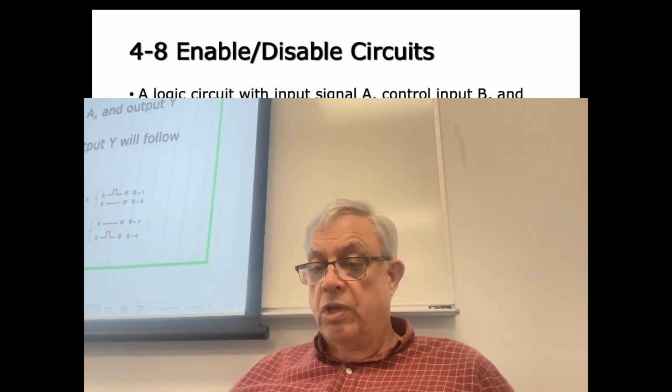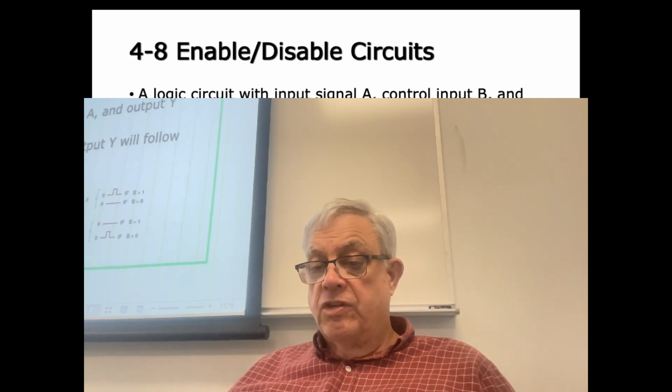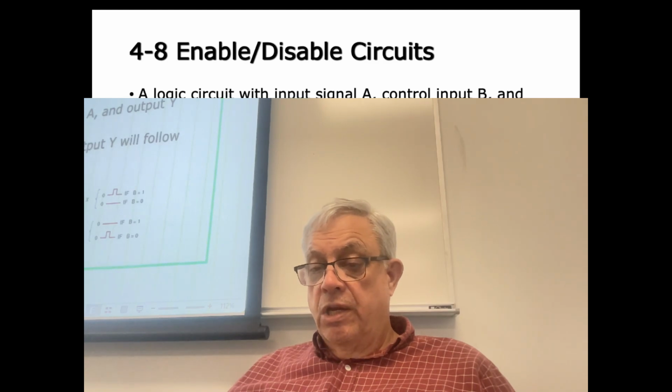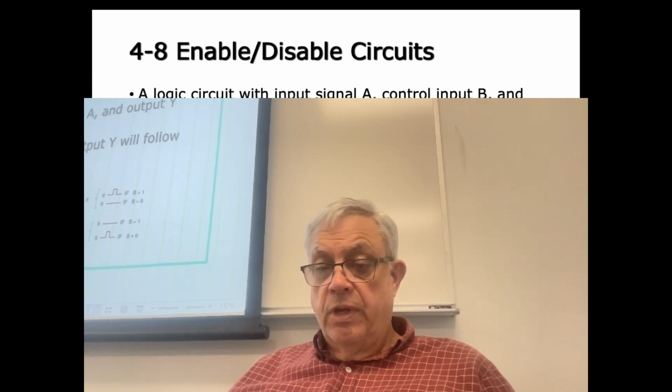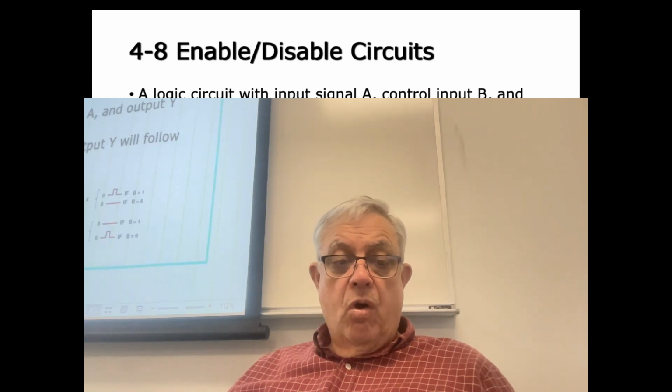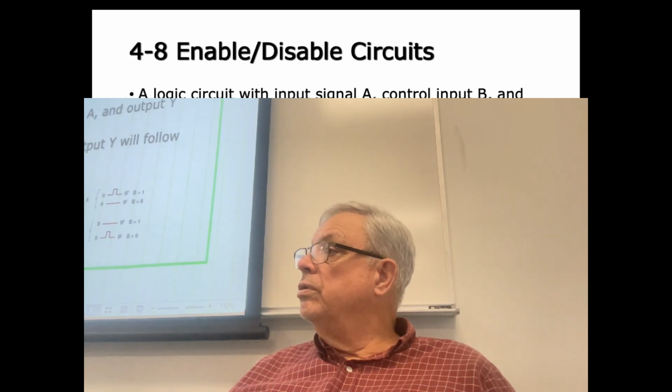Or if B is a 1, it's locked, because that's always a 1. Or that goes to 0, this goes to 1. If B is a 0, then this is a 1 here, and whatever is coming in at A is going to be clocked through. So again, a whole bunch of creative ways to allow a signal through or not allow a signal through.